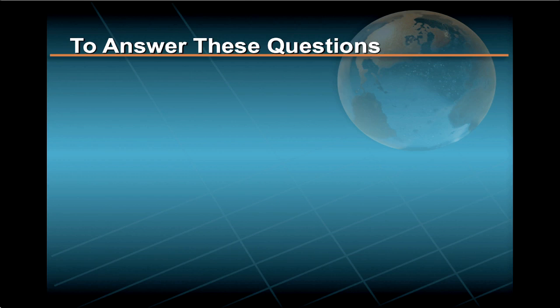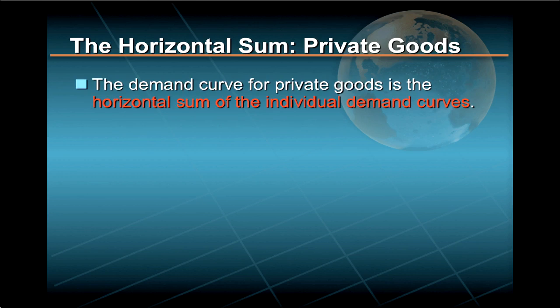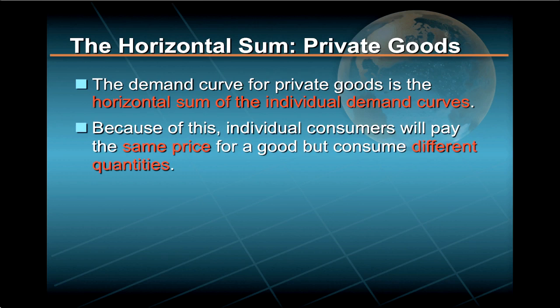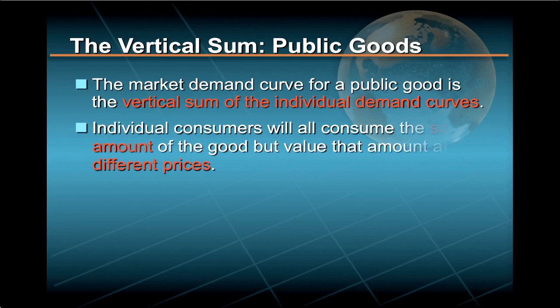To answer these questions, we have to understand more about the demand for public goods and, more importantly, how the market demand curves for private and public goods differ. The basic distinction is this: the market demand curve for private goods is the horizontal sum of the individual demand curves. Because of this, individual consumers will pay the same price for a good but consume different quantities. In contrast, the market demand curve for a public good is the vertical sum of the individual demand curves, and individual consumers will all consume the same amount of the good but value that amount at different prices.